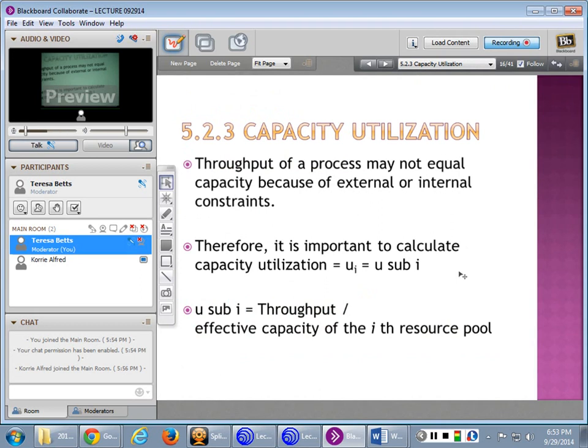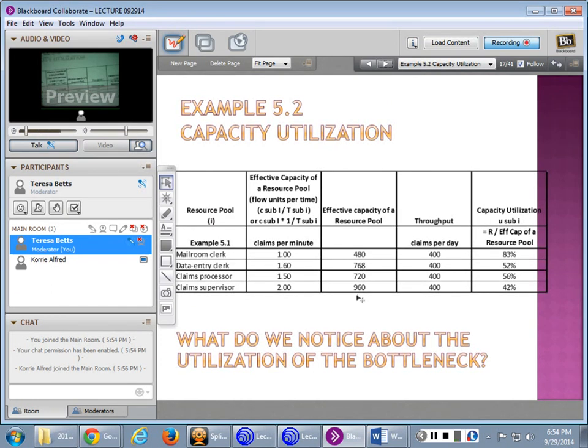For capacity utilization, the throughput of a process may not equal the capacity because of external or internal constraints. External constraints can be you don't have enough sales, right? That can be considered an external constraint. Internal constraints could be that maybe you have a bottleneck in another location, and so that's why you're not able to have throughput equal capacity. Therefore, it's important to calculate utilization, and utilization is U sub i, and U sub i is equal to throughput divided by the effective capacity of that resource pool. Okay? So we're going to do an example of that.